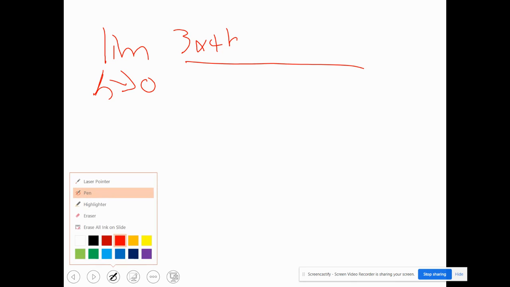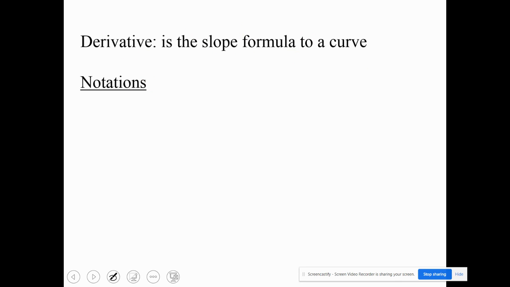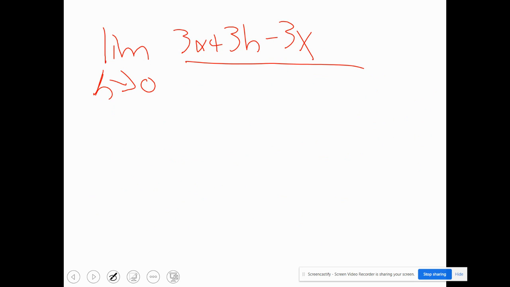All right, the limit as h approaches 0 of 3x plus 3h minus 3h. And in the bottom, I have to remember what I had there. I had h times my conjugate, square root of 3 times x plus h plus square root of 3x.